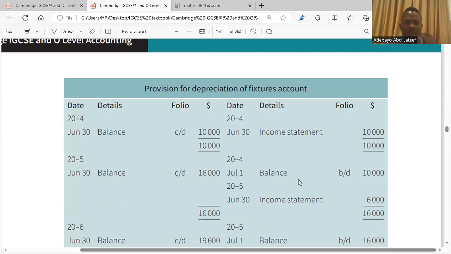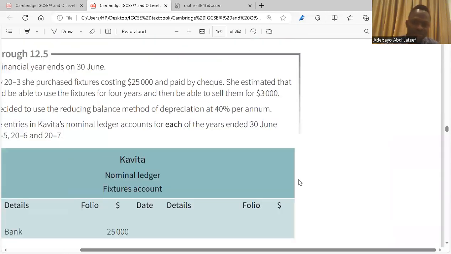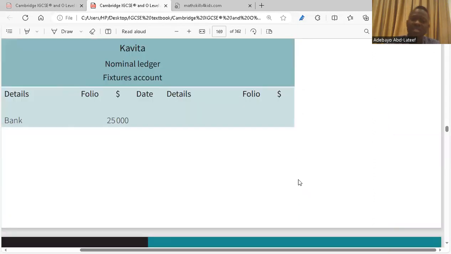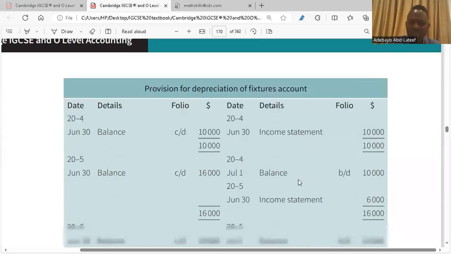Now, on June 30, reducing balance method, 25,000 or 40%. We use the reducing balance method. For the first year, it is 10,000. The second year, 40% of 25,000 minus the 10,000, so it's 16,000.